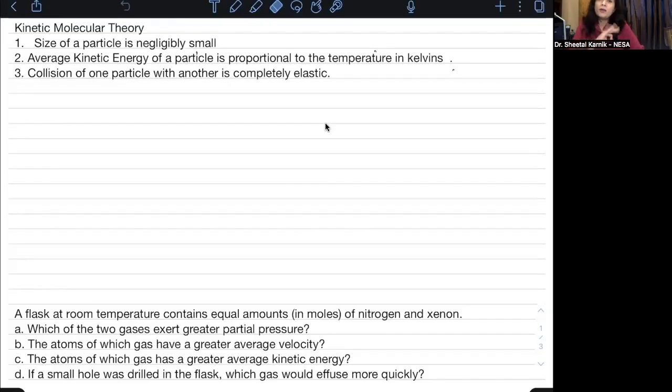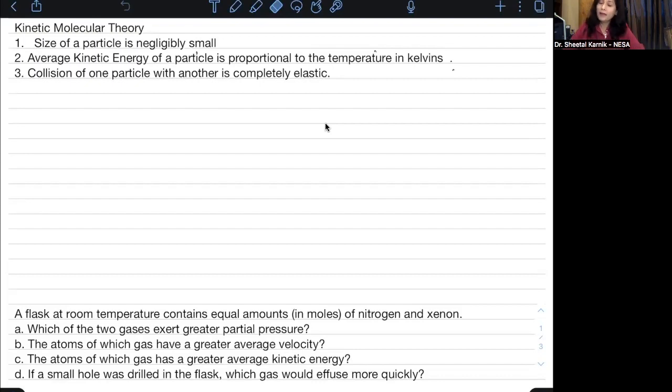There are three tenets of kinetic molecular theory. The first tenet is that the size of a particle is negligibly small. Kinetic molecular theory assumes that the volume occupied by each particle is very small, even if that particle has a mass. And that makes sense, right? If you are looking into the volume occupied by the gas, the volume occupied by each of the particles is negligibly small.